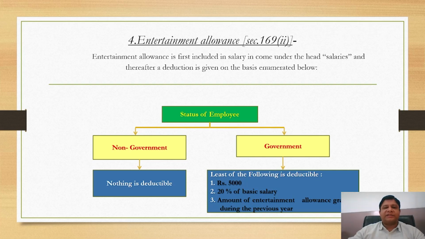Entertainment allowance is first included in salary income under the head salaries, and thereafter a deduction is given on the basis of the rules mentioned in this chart, whether the person is an employee of non-government or a government employee.